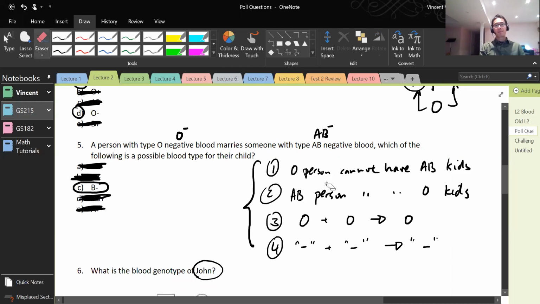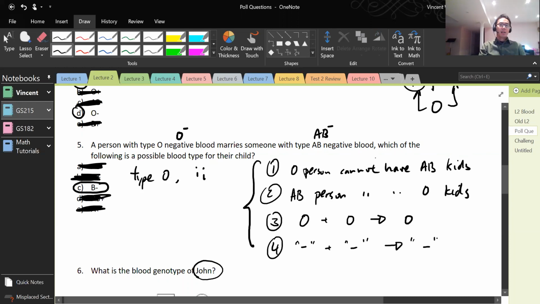Okay, so let me explain one more time. First statement: a person with type O blood, doesn't matter who they marry, they will never have AB kids. If you're type O, what is the genotype for type O? Mary, do you know the genotype for someone who's type O? Or Patrick? Not to put you on the spot, but just checking. Yeah, exactly, small i, small i.